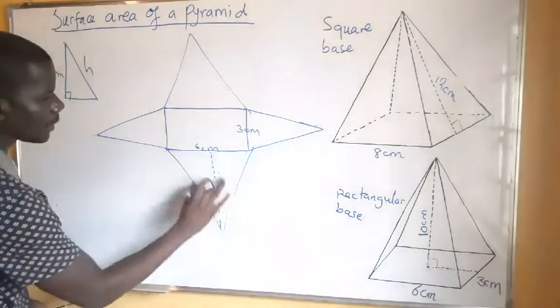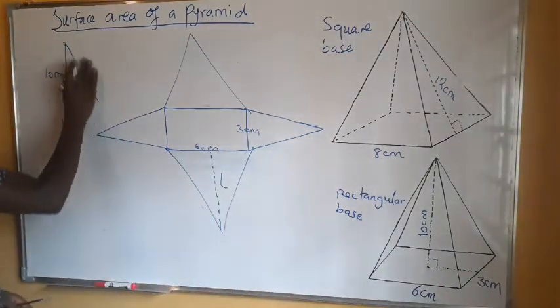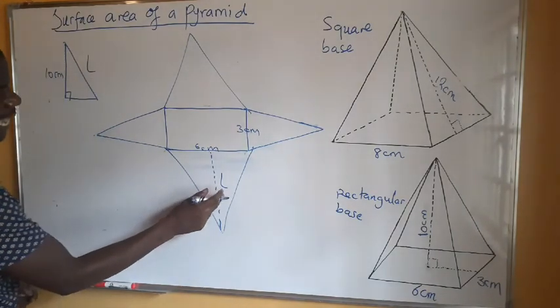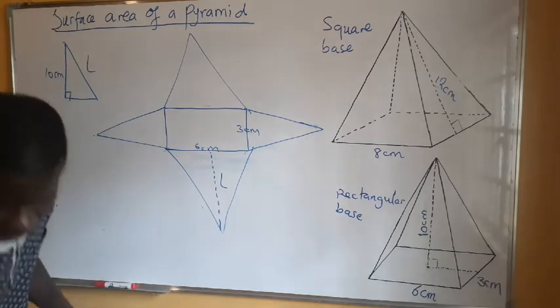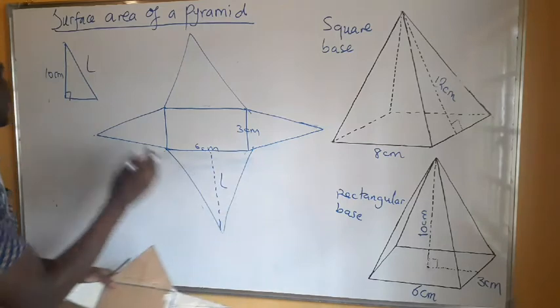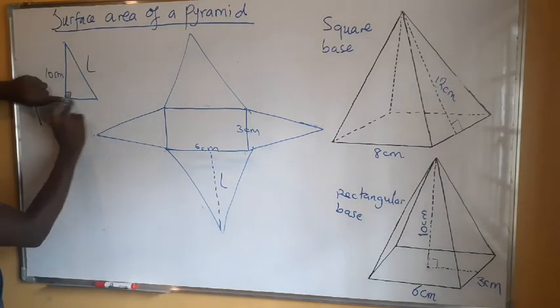Or maybe let me use the letter L here. This is our slanting height. This is what we want. Please take note. We want the height here. Now, when we fold it, it slants like this one. And then please help me find this one here.